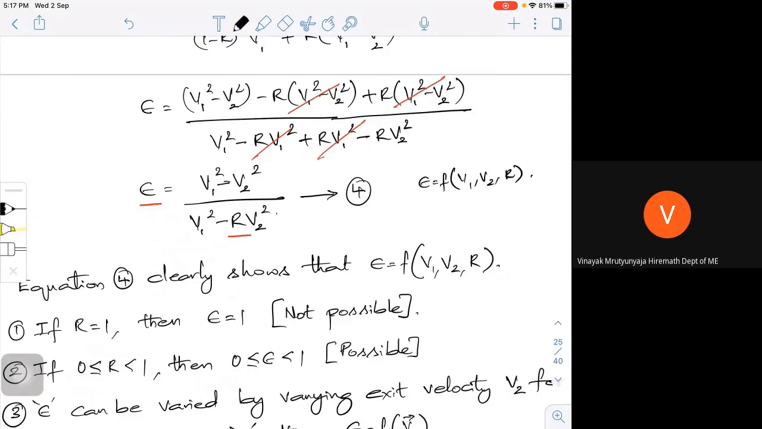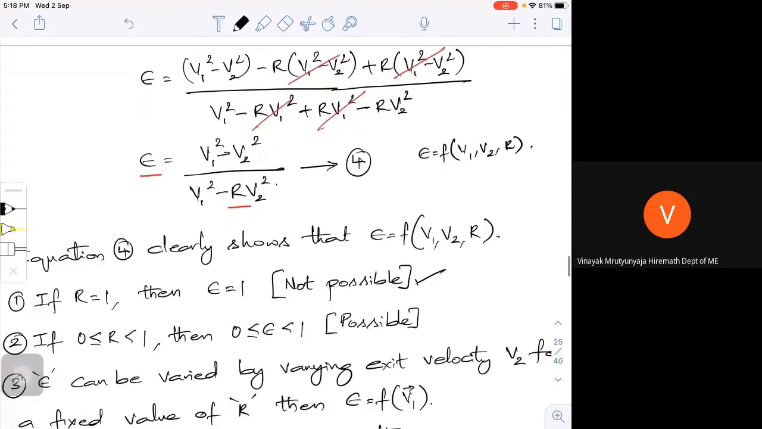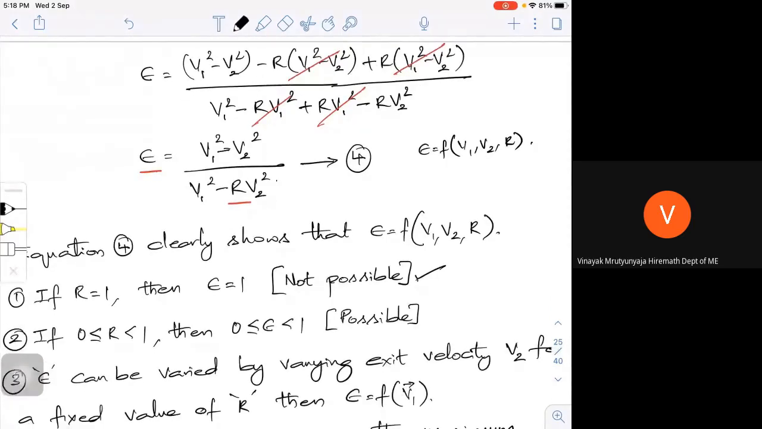If R is equal to 1, then your utilization factor is almost 1, which is impossible. Having R equal to 1 and getting utilization factor equal to 1, which I told is a Lance sprinkler, is not possible. So, we can't have a turbo machine with R equal to 1. So, what is the possible case? R equal to 0, fine, I am going to get a kinetic energy. So, what is the possible case? Having an epsilon between 0 and 1.